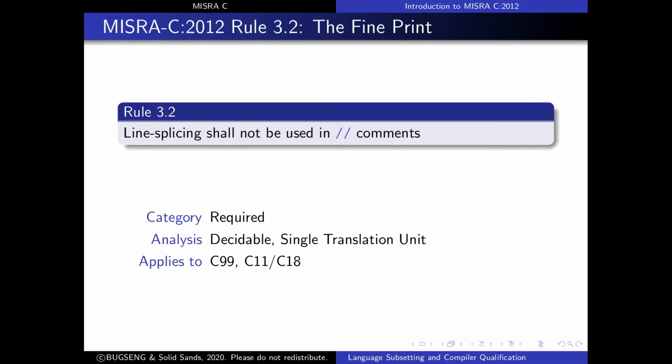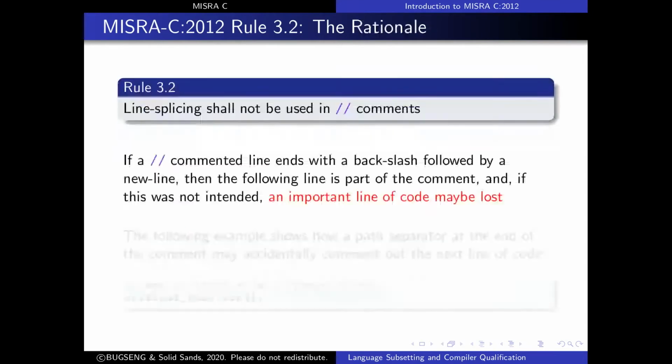So rule 3.2, I chose this because it has to do with comments. It's a typical thing that people would say, what's the problem with comments? Okay, well, there are problems with comments. For example, this rule prevents the line splicing used in double-slash comments. The point is that line splicing, meaning putting a backslash at the end of one physical source line, is a way to construct a logical source line by joining physical source lines. And this can harm you.